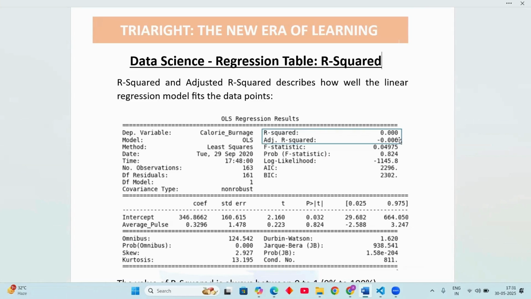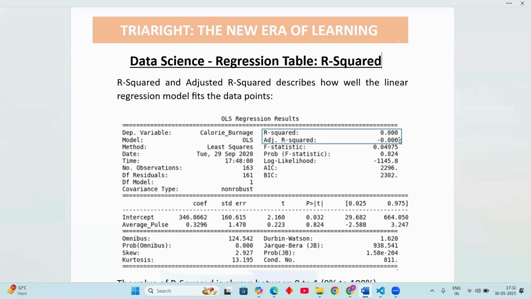Today's topic is data science regression table about R squared. R squared describes how well a linear regression model fits the data points. So let's move into the topic. We need to know about the R squared.